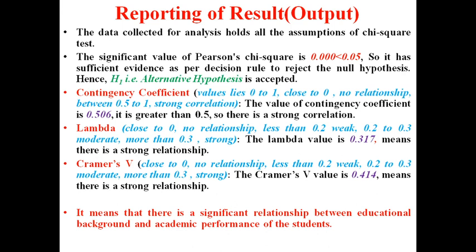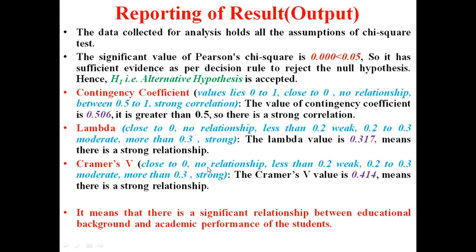Now the contingency coefficient, what is it saying? The contingency coefficient lies between 0 and 1. Close to 0, no relationship. Between 0.5 and 1, strong relationship. The value of the contingency coefficient is 0.506, greater than 0.5, so there is a strong correlation. Lambda close to 0, no relationship. Less than 0.2, weak relationship. 0.2 to 0.3, moderate. More than 0.3, strong relationship. The lambda value is 0.317, which means there is a strong relationship.